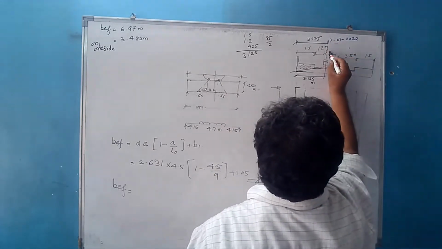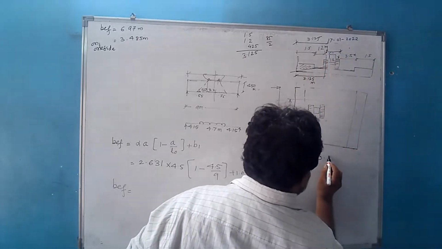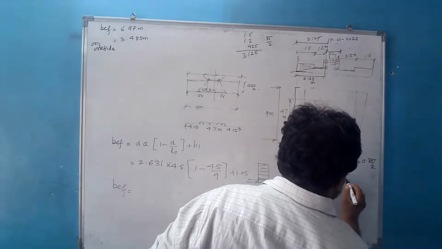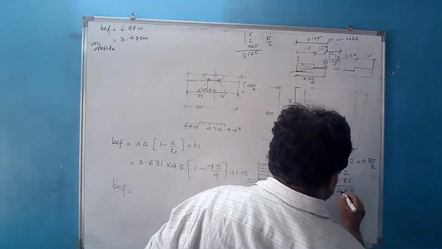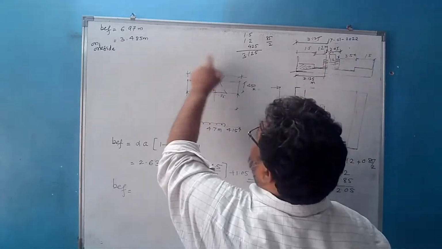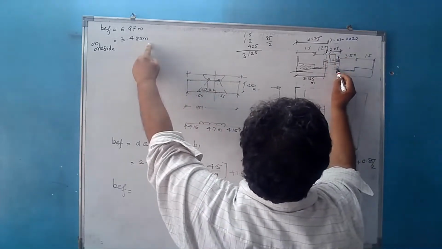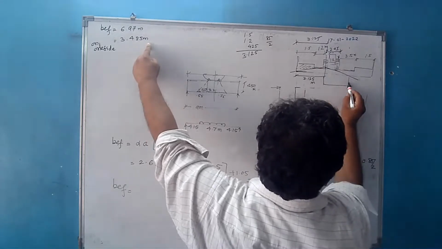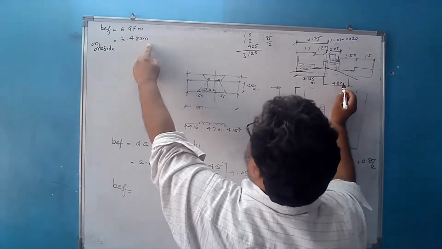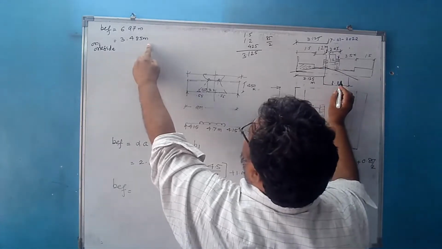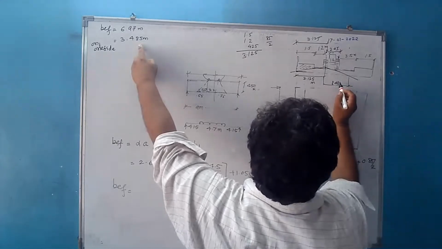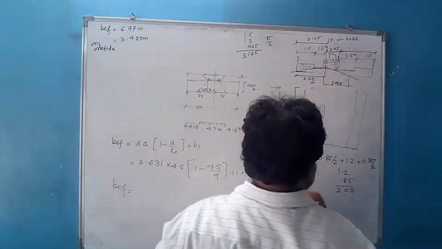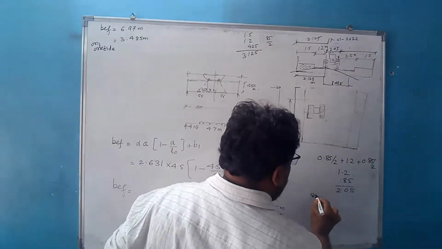How much is the distance available between the centers of these two wheels? It is 0.85 by 2 plus 1.2 plus 0.85 by 2, so that is 1.2 plus 0.85, which is 2.05 meters center to center. And how far will the dispersion go? 3.485. This means the dispersion effect will go beyond its center. Let this distance be again 3.485. Now from the center, how much distance is available on the other side? 0.85 by 2.